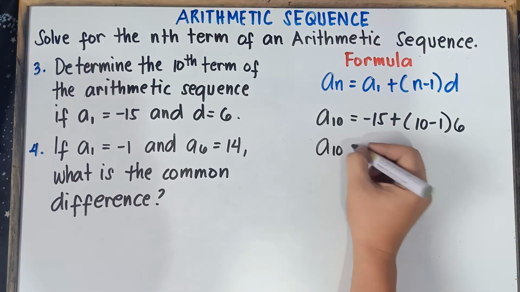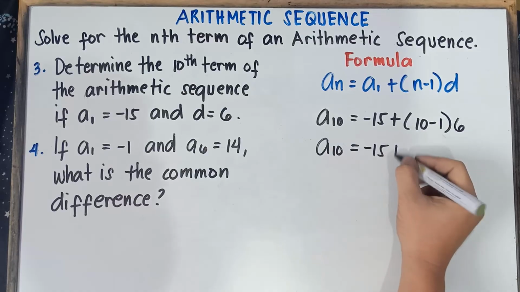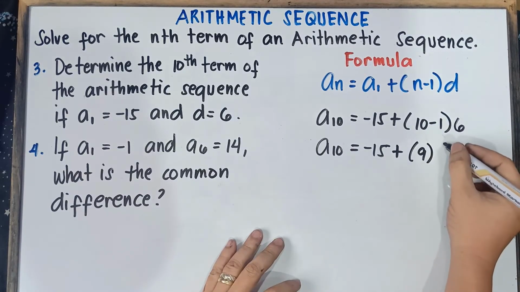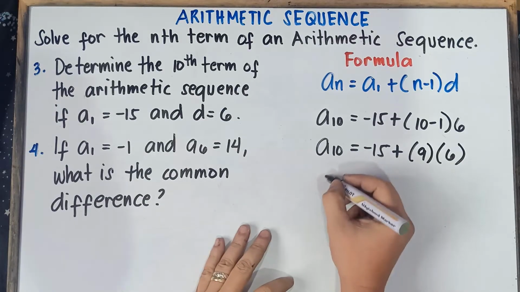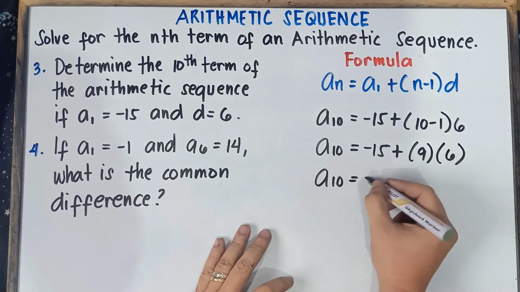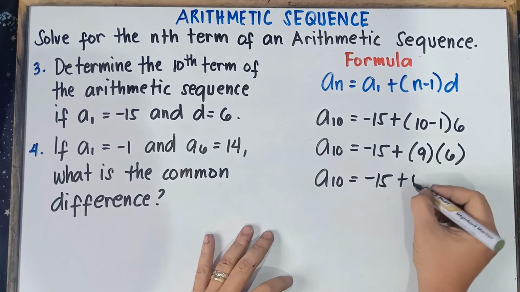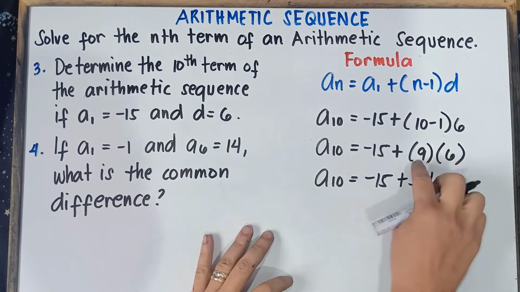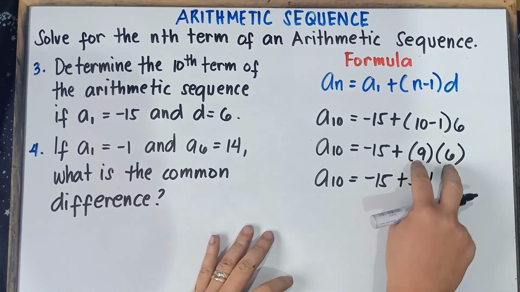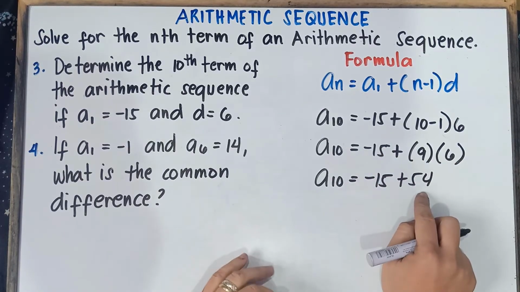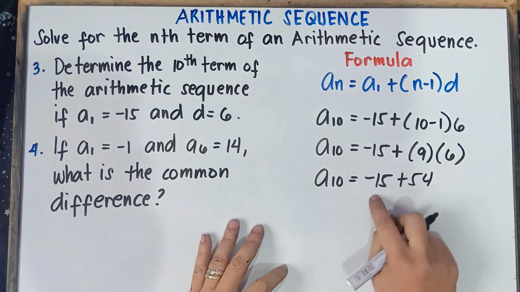So a sub 10 equals negative 15. Copy plus sign. And then 10 minus 1, that would be 9. Multiplied by 6. So a sub 10 equals negative 15. So 9 times 6, that would be positive 54. Once again, you simplify this one first. Multiplication comes first before addition. So 9 times 6, that would be 54. And then plus negative 15.